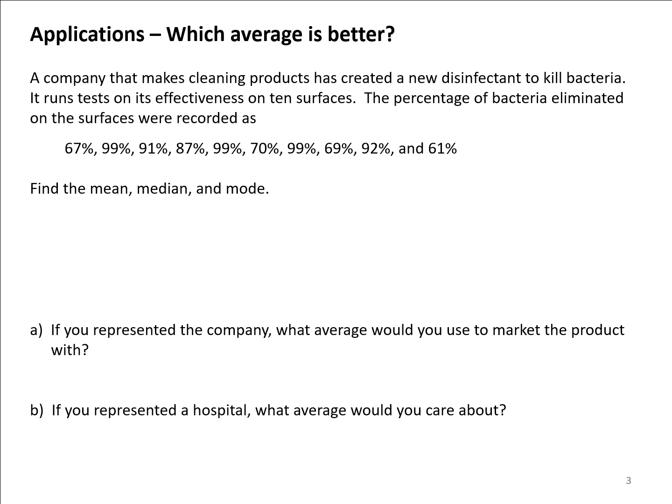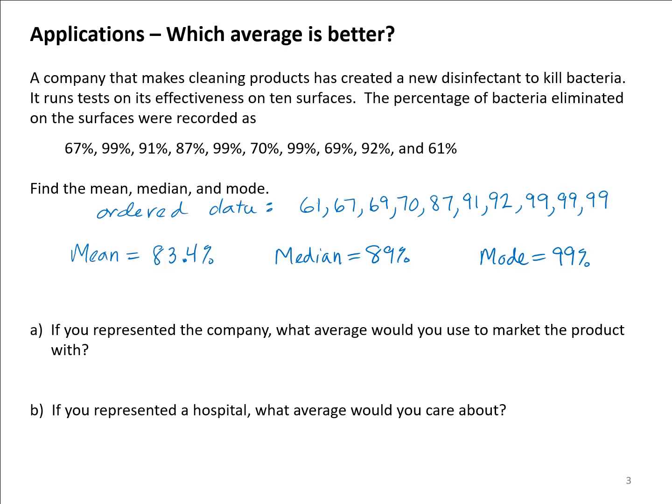So go ahead and pause the video and find those, and then we'll look at them together. All right, so I went ahead and ordered the data, and I left off the percent just for space: 61, 67, 69, all the way up to those 3 99s. And you must list each 99 out separately.